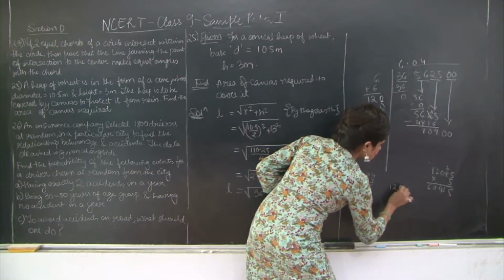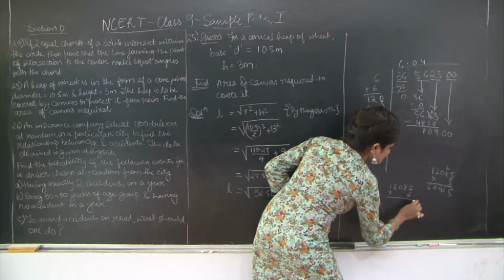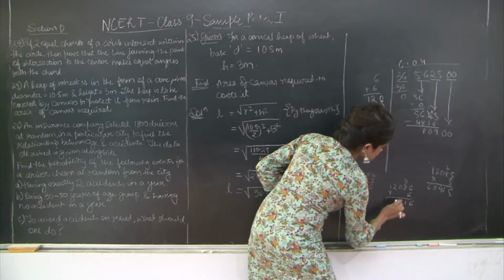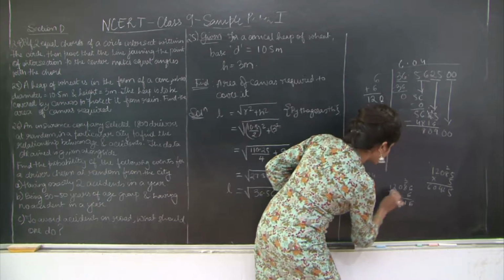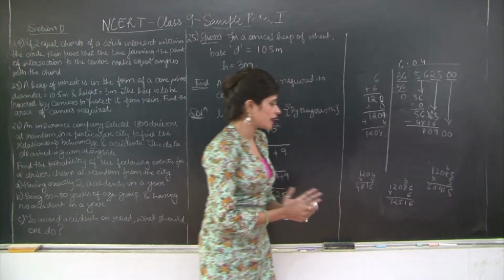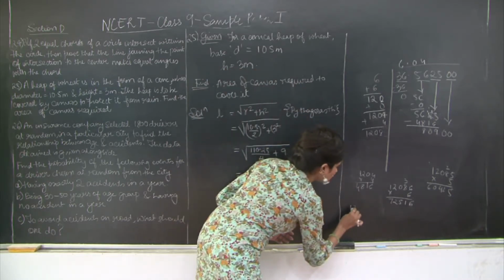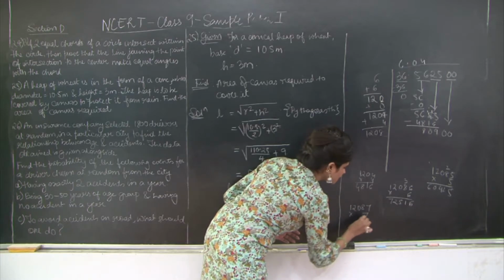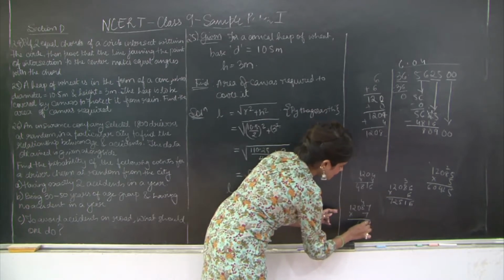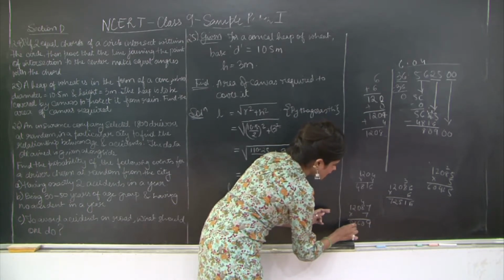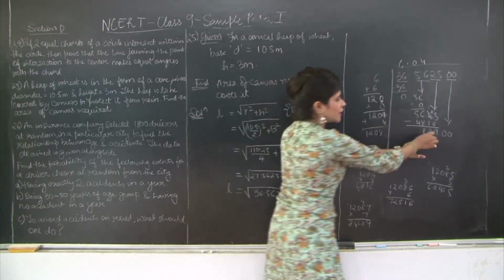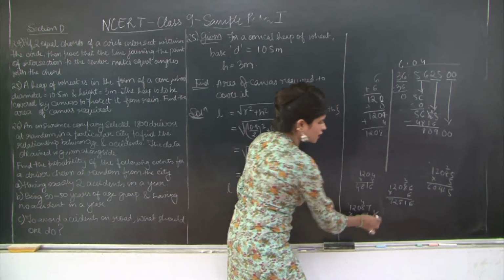So 12086 into 6. 6 6s are 36, 6 8s are 48, 48 plus 3 gives me 51, 6 2s are 12 and 6 1s are 6, 7. So 72516. Again I will just try with another number, that is 12087 into 7. So 12087 into 7 gives me 7 7s are 49, 7 8s are 56, 56 plus 4 gives me 60. 7 2s are 14, 7 1s are 7, 8. So 84609. So now this term 84609 is greater than 80900.